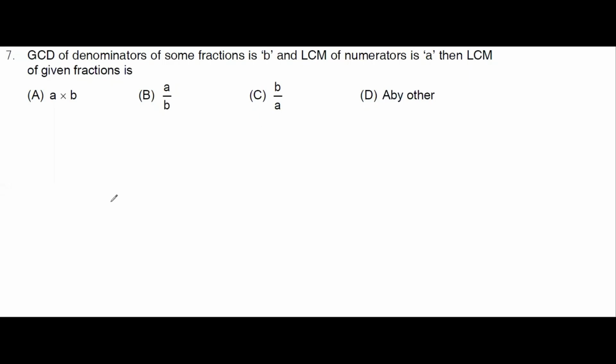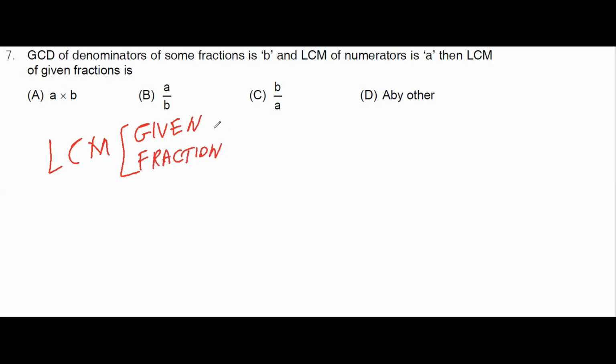Okay, so question number 7, it says GCD of denominators of some fractions is B, and LCM of numerators is A, then LCM of the given fractions will be what? So I need to find the LCM of the given fractions.